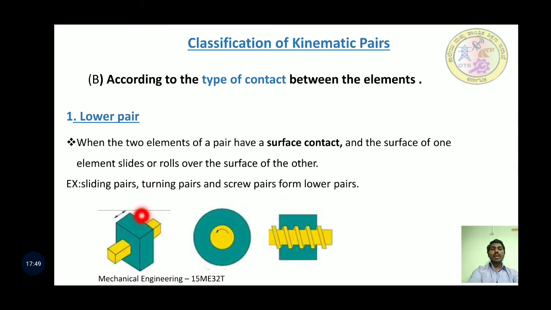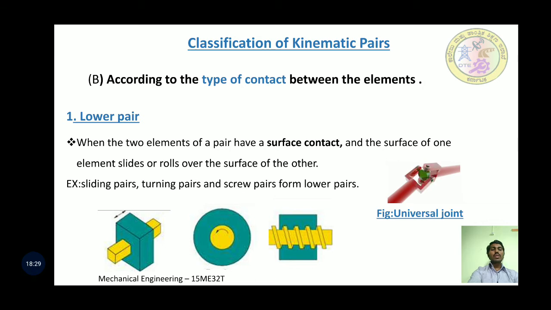So figure A is a sliding pair, figure B is a turning pair and figure C is a screw pair. One slides over the other, one turns or revolves over the other. Turning as well as sliding motion between them, it's a screw pair. So these three form a lower pair. So universal joint is an example of a lower pair.